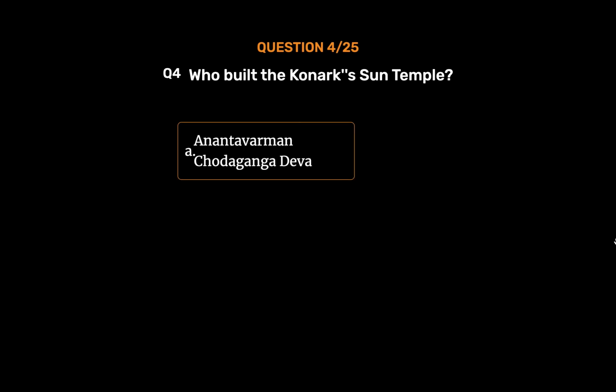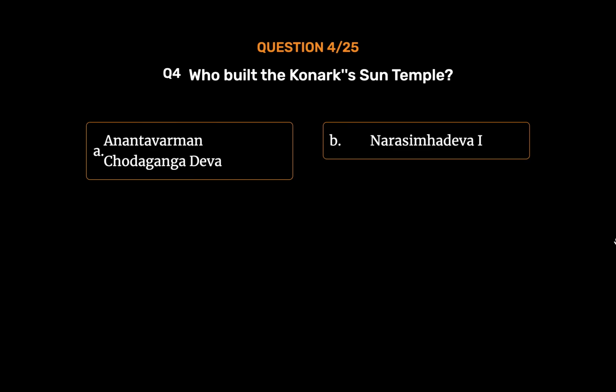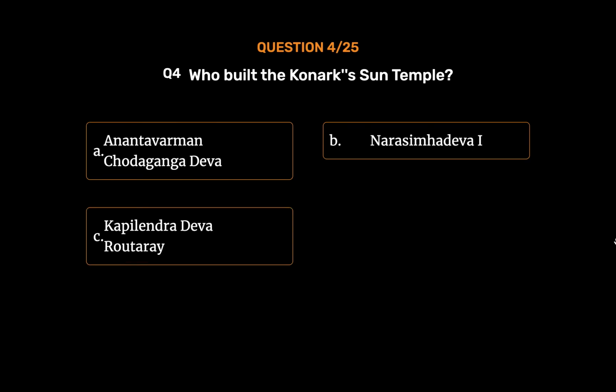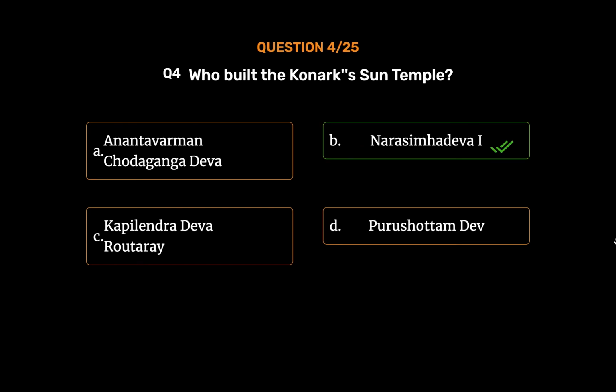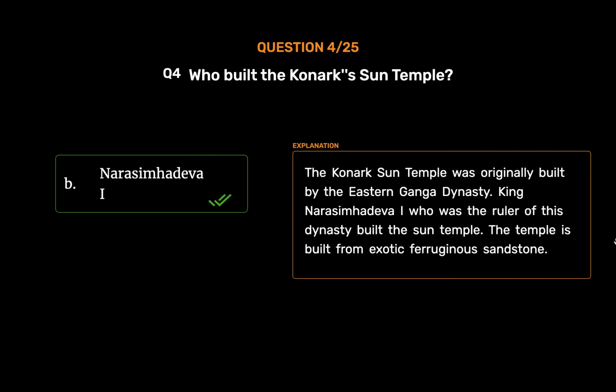Option A. Anantavarman Chodaganga Deva. Option B. Narasimha Deva I. Option C. Kapilendra Deva Routaray. Option D. Purushottam Dev. The correct answer is Option B. Narasimha Deva I. The Konark Sun Temple was originally built by the Eastern Ganga dynasty. King Narasimha Deva I, who was the ruler of this dynasty, built the Sun Temple. The temple is built from exotic ferruginous sandstone.